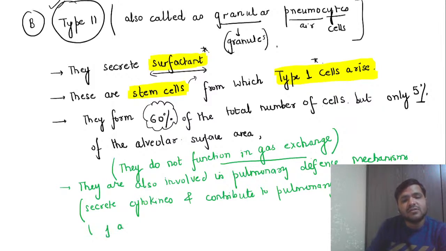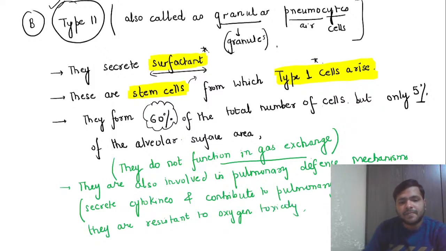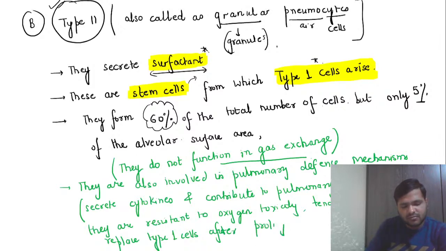They are also resistant to oxygen toxicity, and they tend to replace type 1 cells after prolonged exposure to high concentration of oxygen.